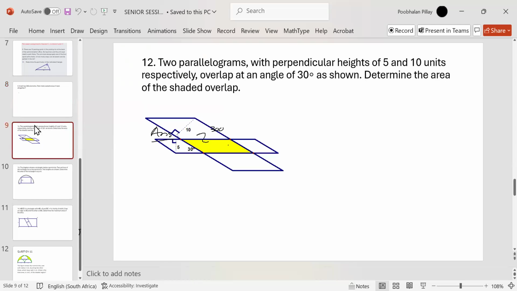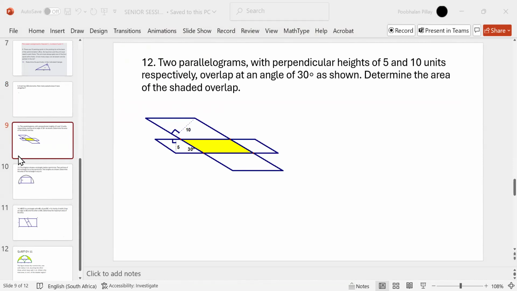Let's have a look at the next question. You've got two parallelograms with perpendicular heights 5 and 10. What do you mean by perpendicular height?